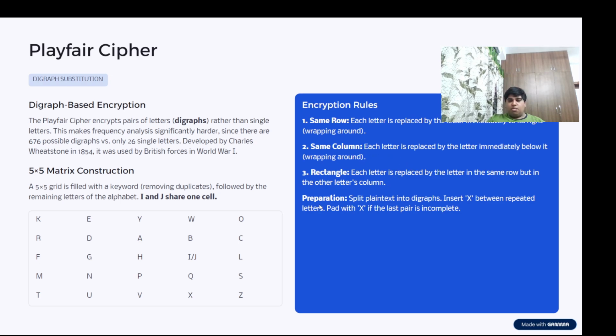When you're doing preparation, you split the plain text into digraphs. Insert X between repeated letters, and pair with X if the last pair is incomplete.